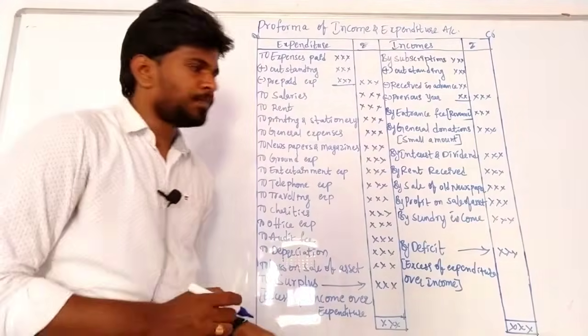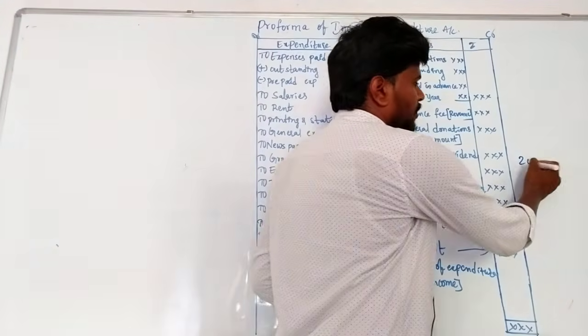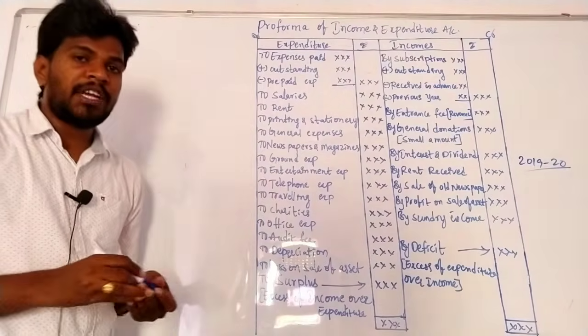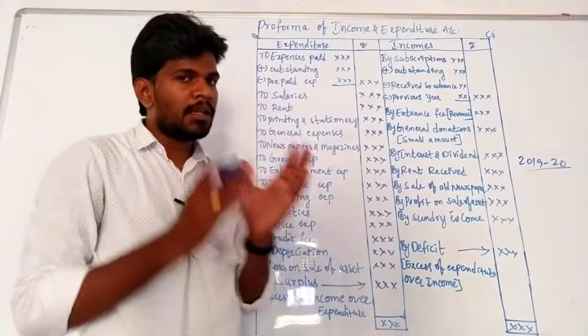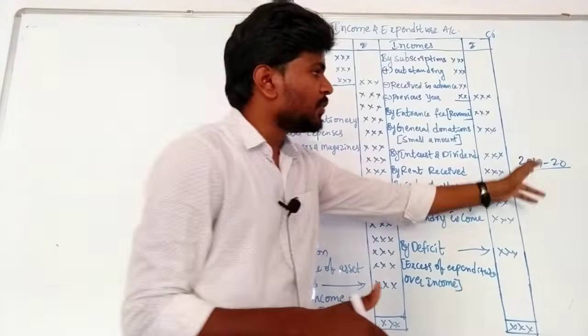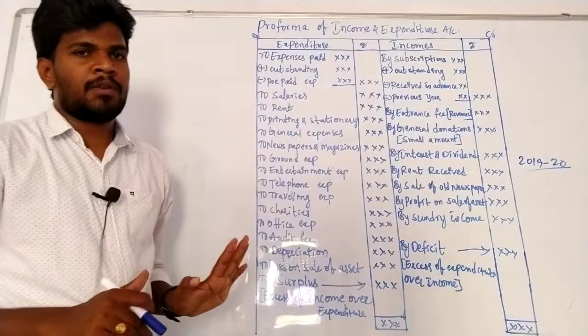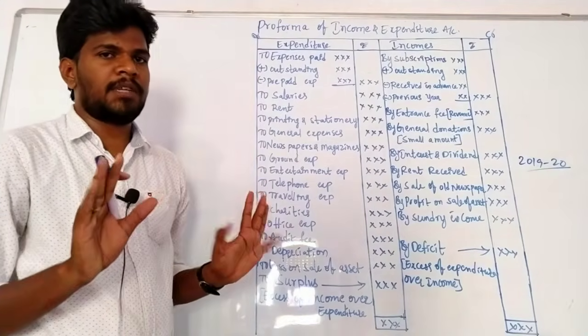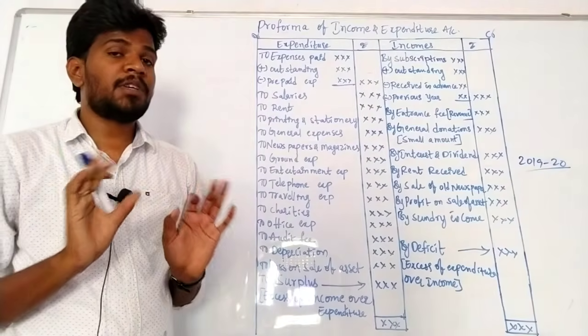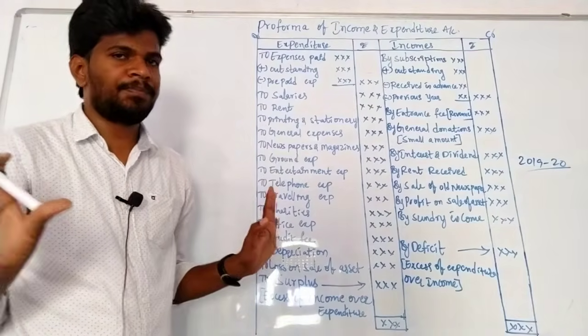For example, if you prepare the 2019-2020 income and expenditure account, you need to take only the expenses as well as incomes related to 2019-20. You should not take any previous year or any next year. That information should be ignored.